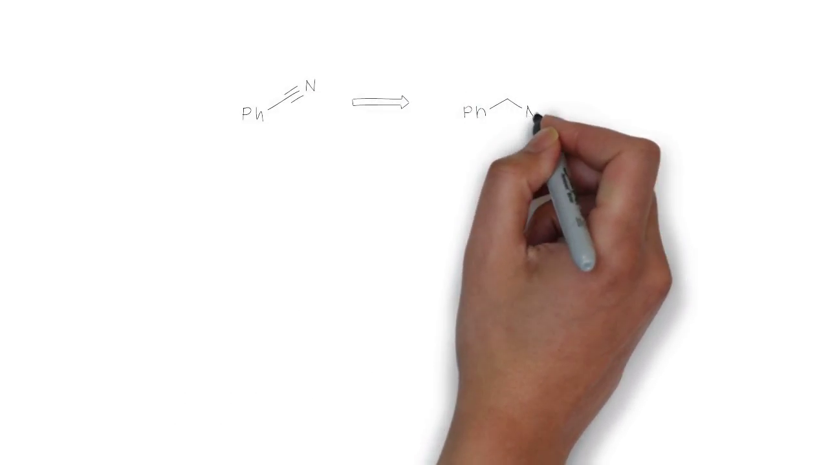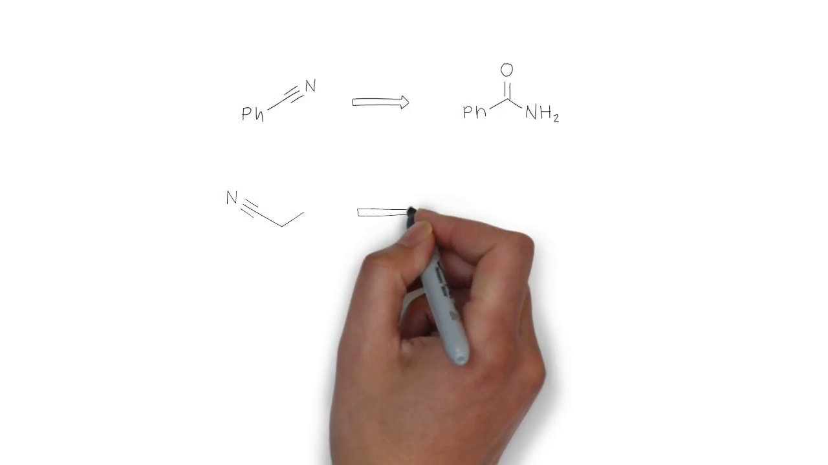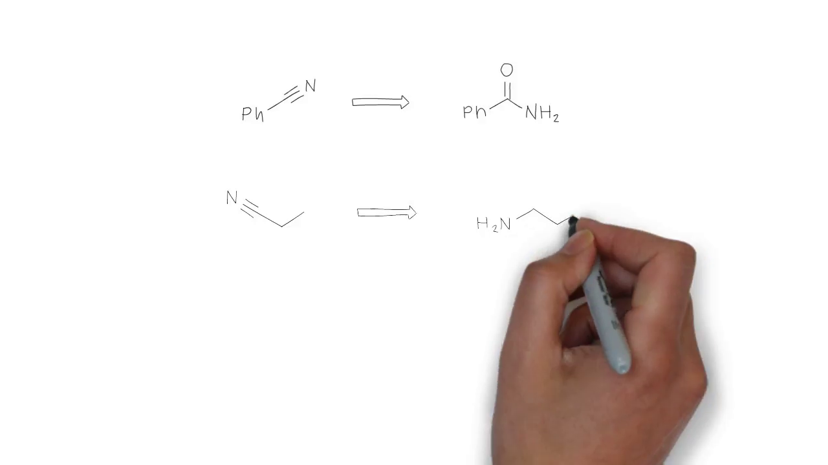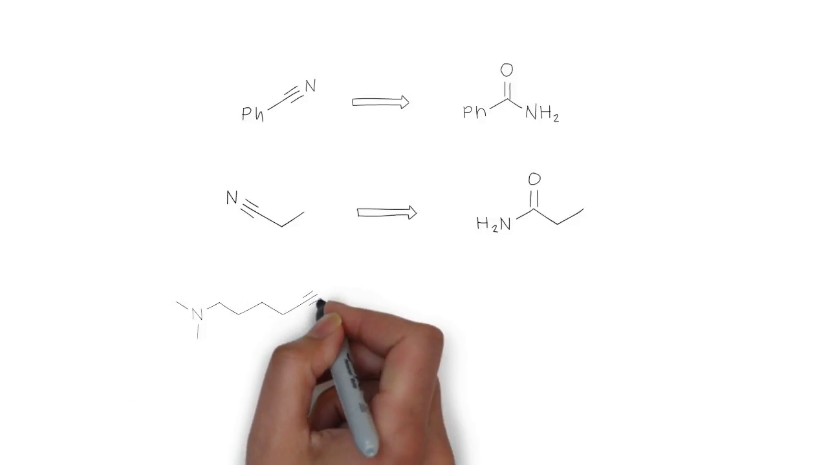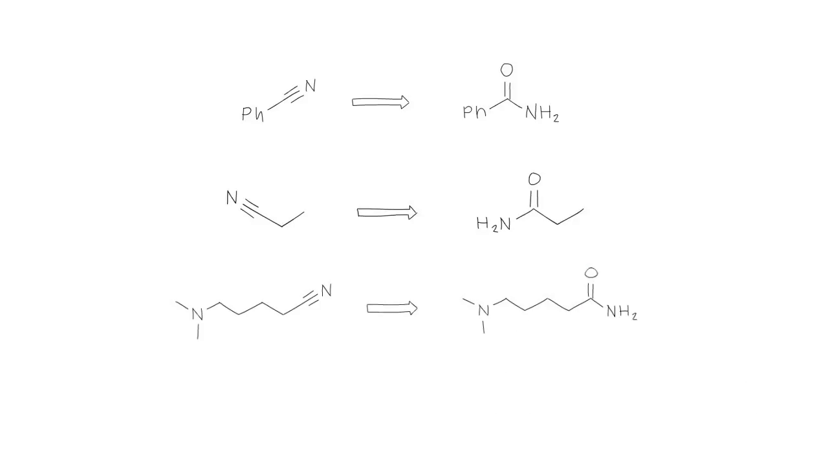water. Working backwards, you could imagine what amides might be used to generate benzene nitrile, or propionyl nitrile, or even more complicated nitriles with other functional groups in them.